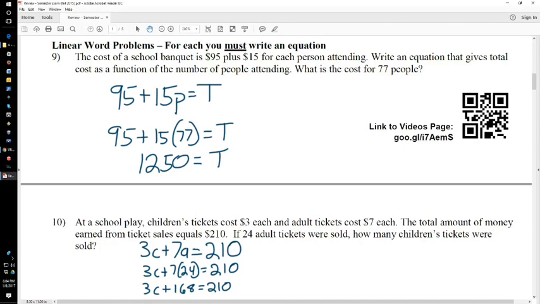So 3C equals 42. Last but not least, divide by 3. So C equals 14. So they sold 14 children's tickets.